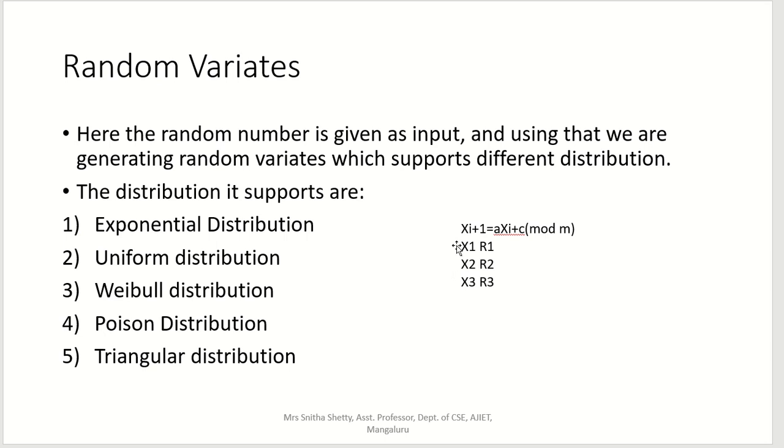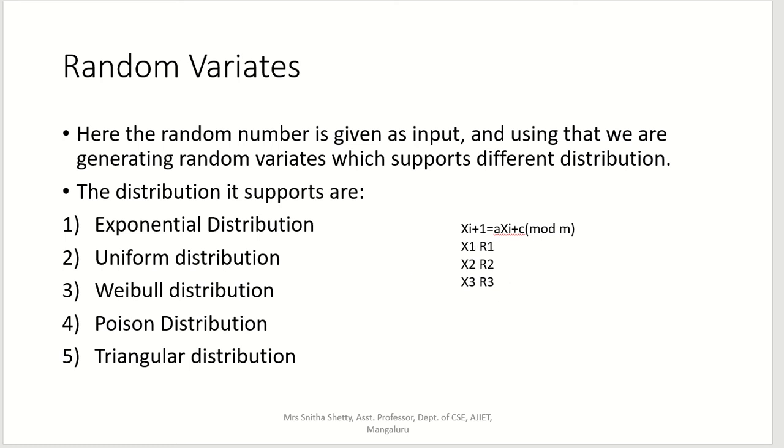That means if you know x1, you can generate r1. If you know x2, you can generate r2. If you know x3, you can generate r3, right? Similarly, now we are generating x1. In order to generate x1, you should know r1, r2, r3. If you want to generate x1, x2, x3, the input should be r1, r2, r3.